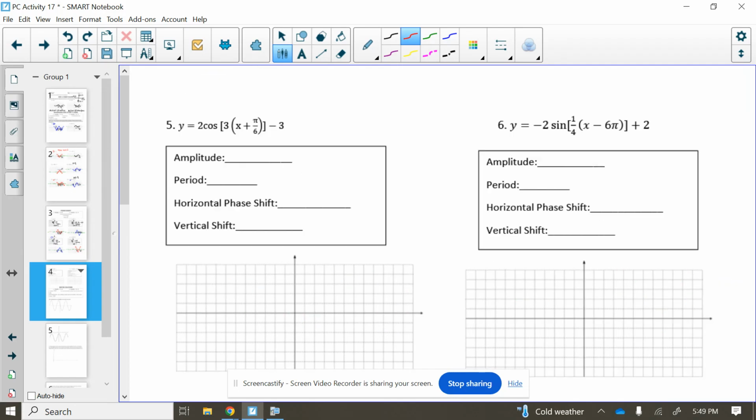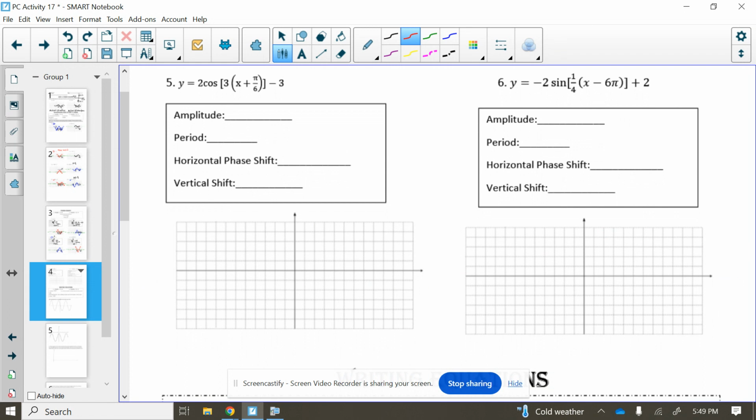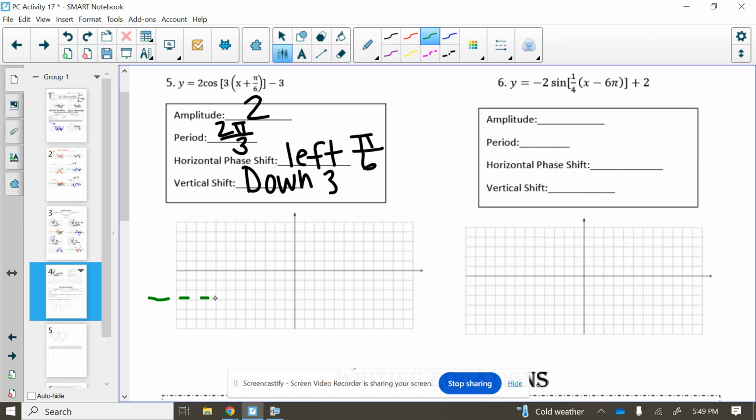All right, the last page has 2 more examples for us for these notes. This time, checking our amplitude, we have 2. Period is 2 pi over 3, because 2 pi divided by our b value of 3 is just going to be 2 pi over 3. Horizontal phase shift left, pi over 6, and then down 3 units for the vertical shift. So a lot happening on this particular graph. So again, we usually like to start off graphing that midline and then setting our scale.